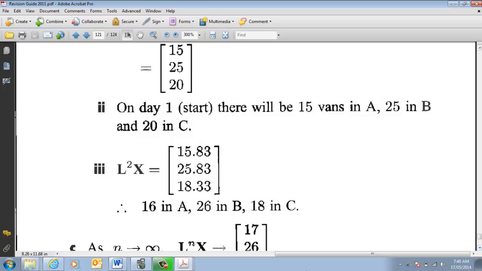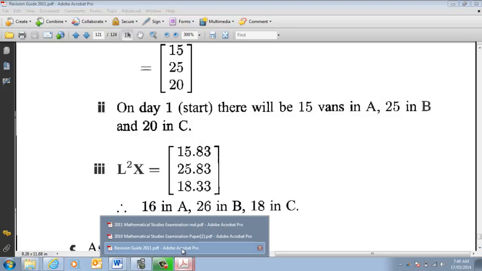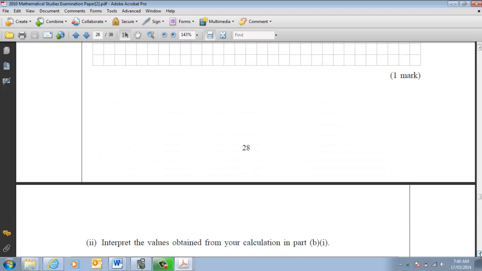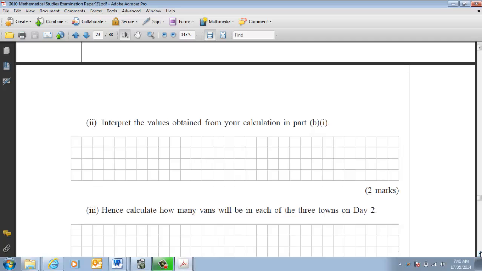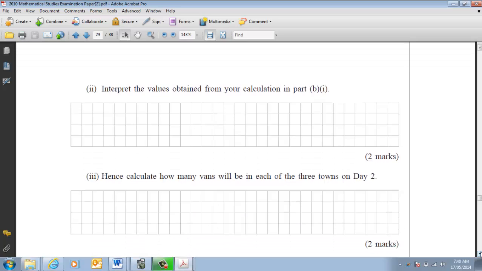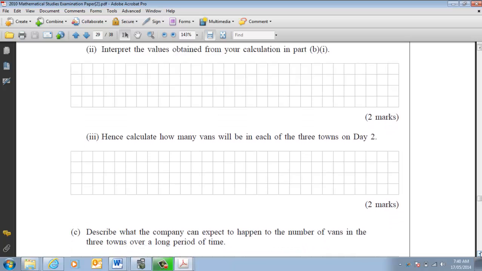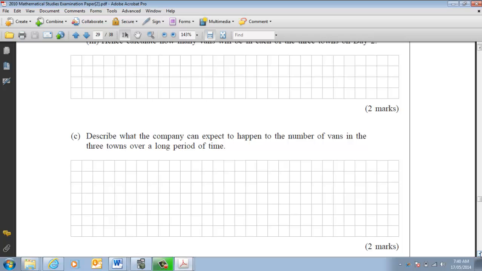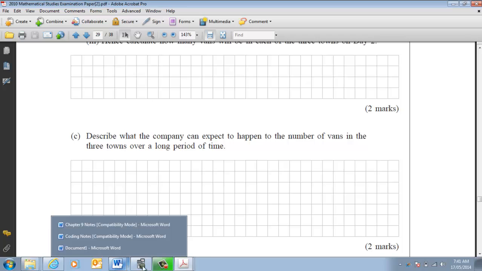Right. Now, if you go down to part C of this question, they're very typical in the sort of things that they want you to do, and they want you to show that you understand what it actually means. So coming down to part C, describe what the company can expect to happen with the number of vans in the 3 towns over a long period. Well, that's talking about the steady state scenario. And we talked about that in class the other day, where we said anything with steady state you need to do something like L to the 100, and that will give you your answer.